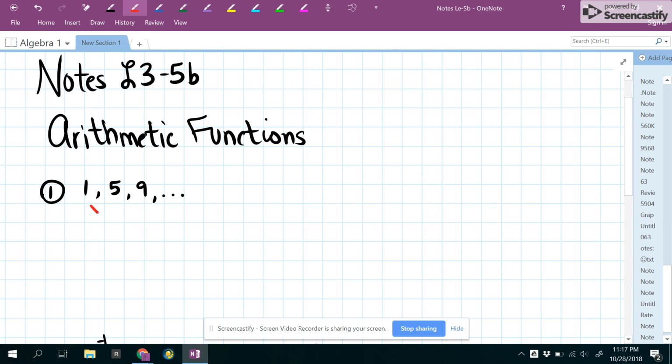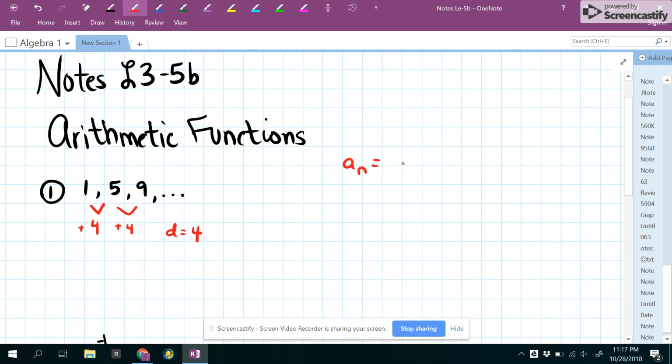So again, you check. 1 to 5 is 4 with addition. 5 to 9 is also adding 4. So our common difference is 4. From yesterday, you should be able to write out the equation for this.